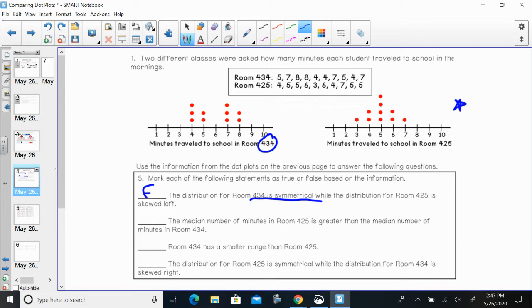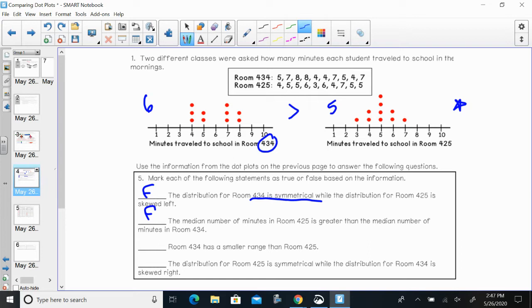The median number of minutes in room 425 is greater than the median number of minutes in 434. Well, we also said that was false. We had a median of 6 over here, a median of 5 over here. So 434 should be greater, not 425.